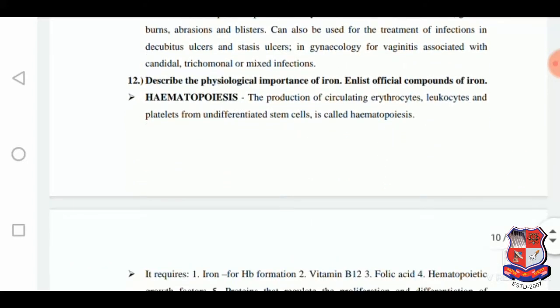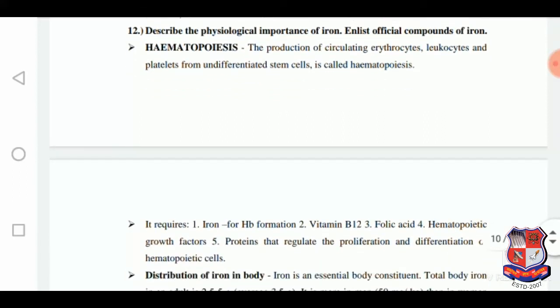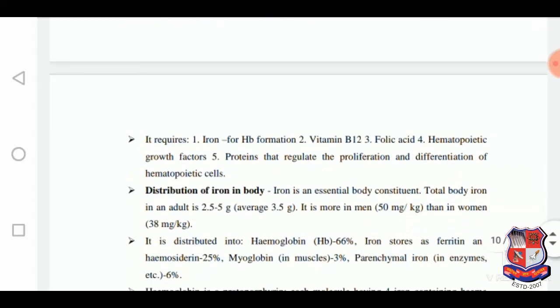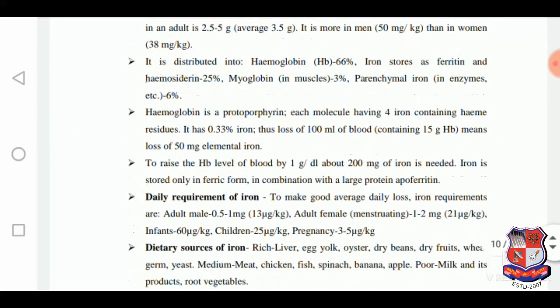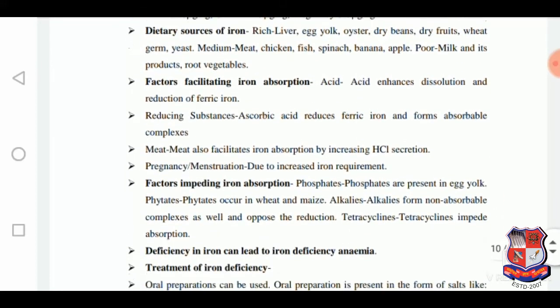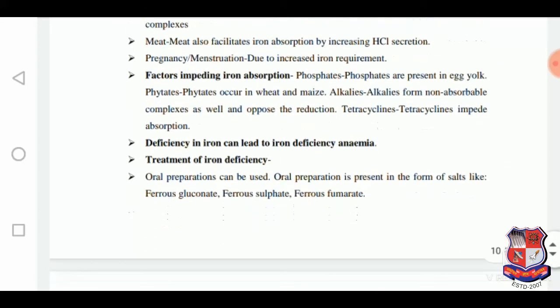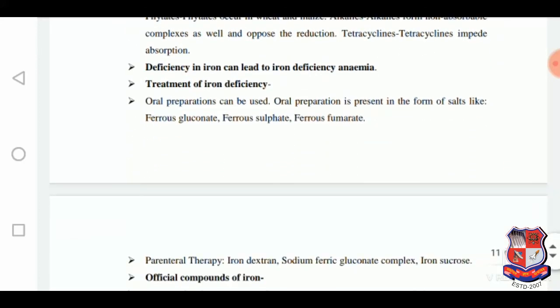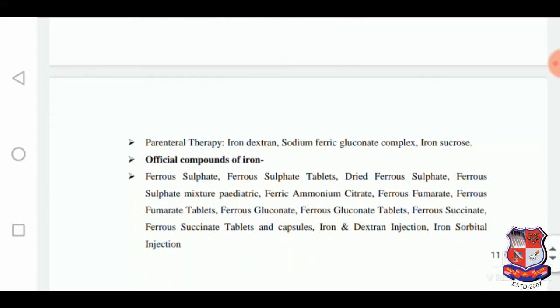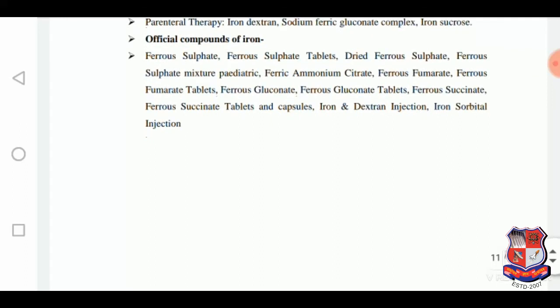Describe the physiological importance of iron and list official compounds of iron. Hematopoiesis is the main mechanism involved in that. Distribution of iron in the body, daily requirement of iron, dietary sources of iron, factors facilitating iron absorption, factors impeding iron absorption. Deficiency of iron can lead to iron deficiency anemia. Treatment of iron deficiency, and official compounds of iron. These are the official compounds.